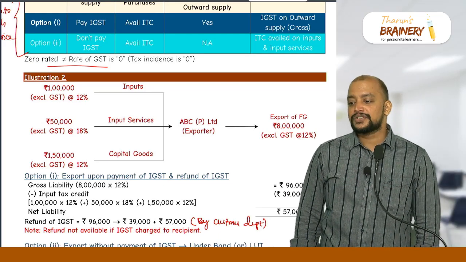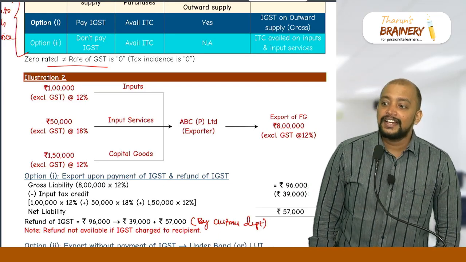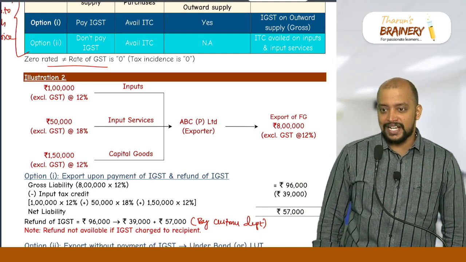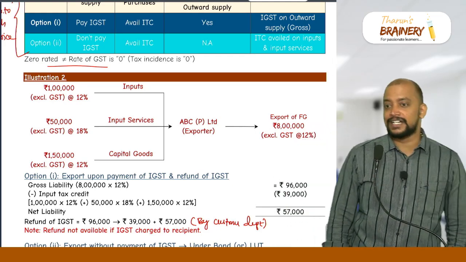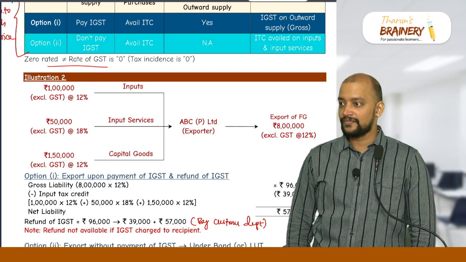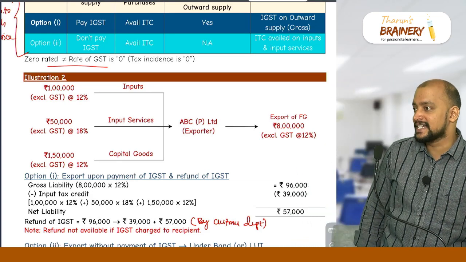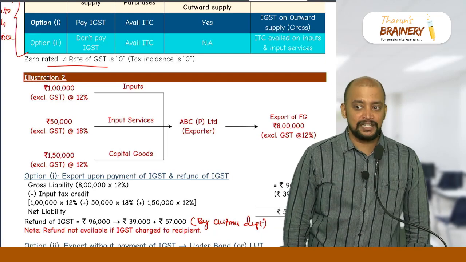How much? 18,000. What is that 18,000? Capital goods related input tax credit. Now you tell me what you will do with that 18,000. It's in which place? ITC. So you will have some liability.